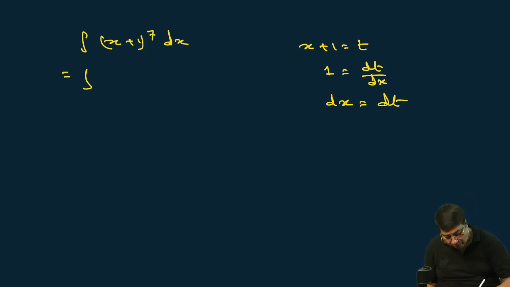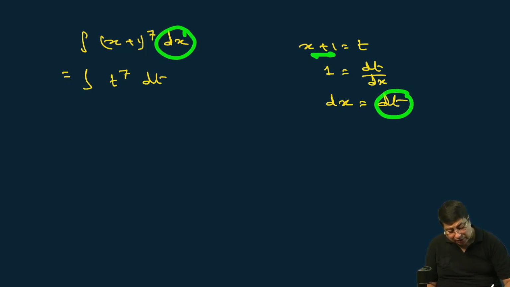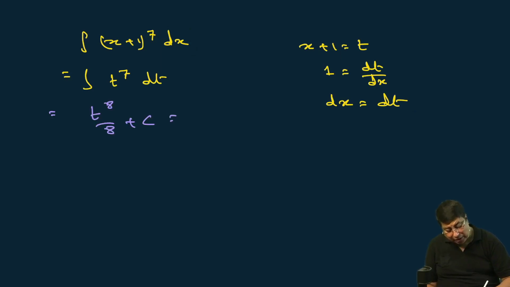So what we'll do now is t to the power 7 dt. In place of dx, we are putting dt. Now x plus 1 is replaced in terms of t, so total one variable we got. In this way we'll proceed. So what to write here? I am writing t to the power 8 by 8 plus c. अभी t का value put करो. So x plus 1 whole to the power 8.